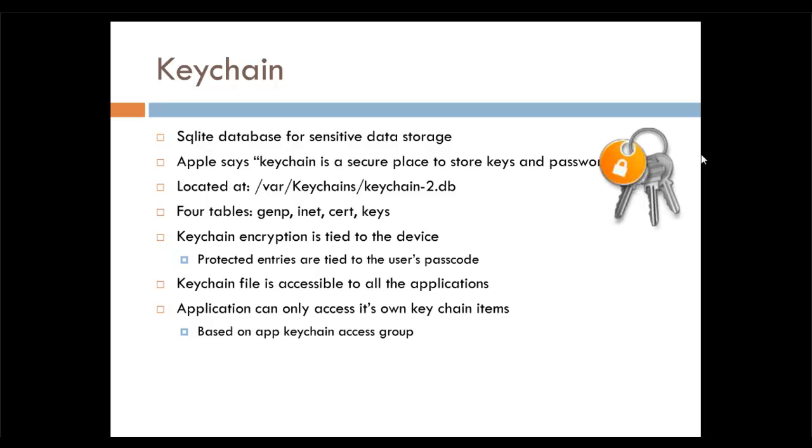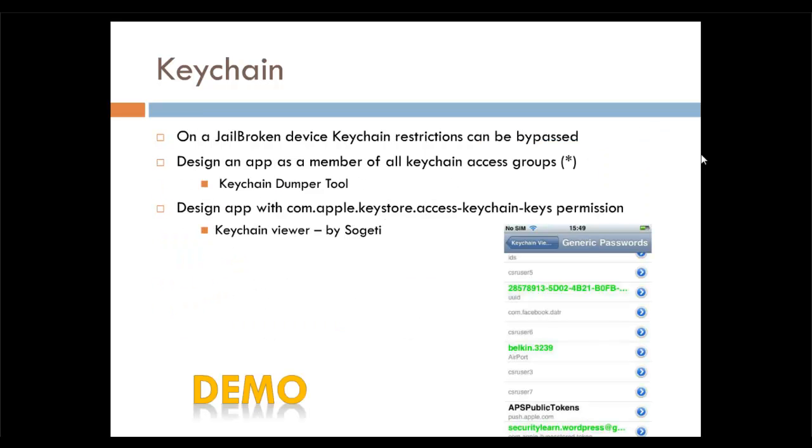Keychain encryption is tied to the device, so even if the keychain is moved to some other place, it cannot be decrypted. We can also mark the keychain entries with data protection. Keychain is basically accessible to all the applications, but items in the keychain are accessible only by their own application. So if application A adds content to the keychain, it can only access that particular entry. It does not have access to any other entry.